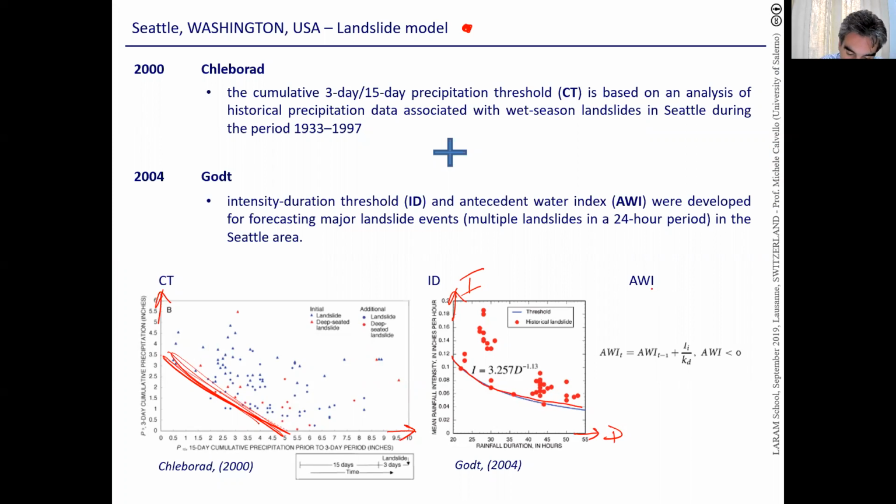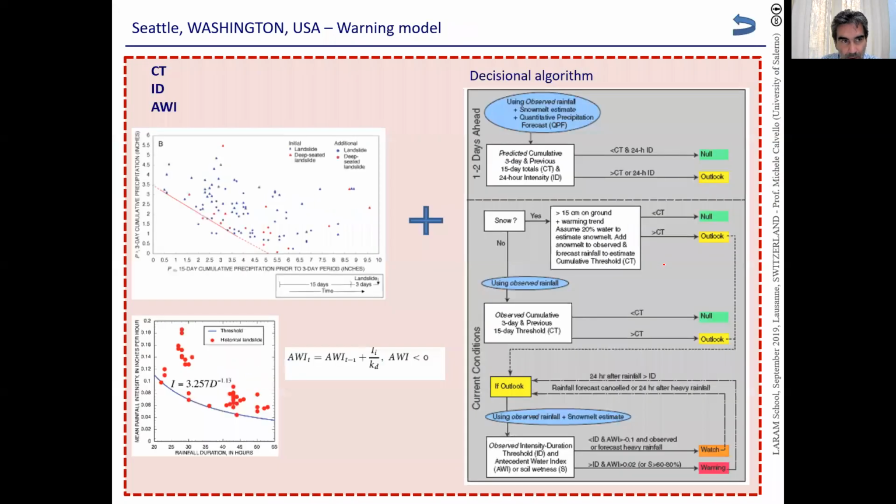And then there is something that is called antecedent water index. That is something that takes into account the situation of the soil before the rain gets there. That's also an important thing to consider. How are these 3 indicators, these 3 measures of rainfall and the humidity of the soil, taken into account in the warning model? In the warning model, this is the procedure.